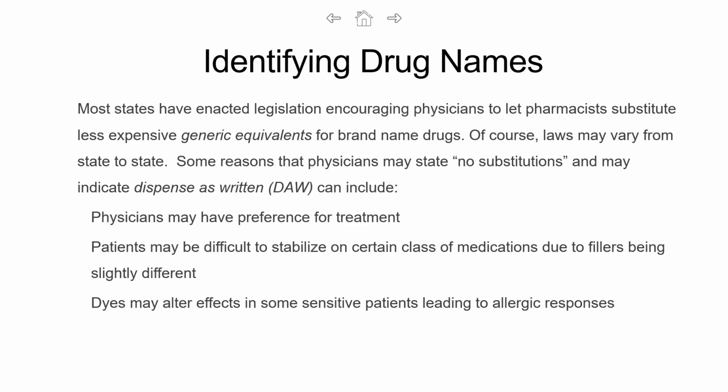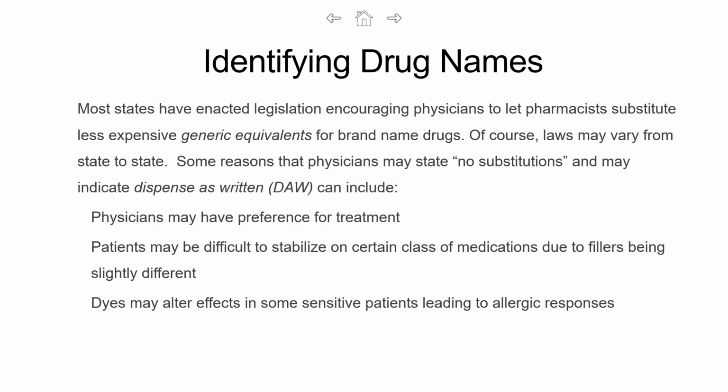So most states enacted legislation encouraging physicians to let pharmacists substitute less expensive generic equivalents for a brand name of drug. So if a doctor prescribes you a brand or trade name of a drug and you go to the pharmacy and the generic name is cheaper, it allows them to then fill it with the generic equivalent. Of course, laws vary from state to state. And sometimes a physician might state no substitutions and may indicate dispense as written.